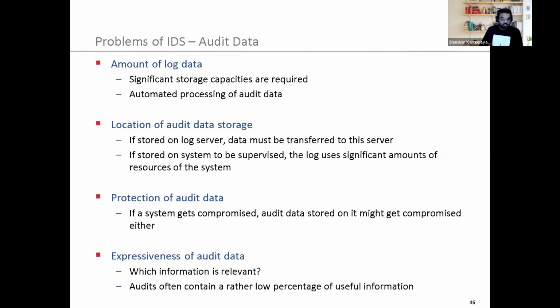And expressiveness of audit data. We need to know which information is relevant, and audits often contain a rather low percentage of useful information. So pretty much we'll have a lot of information, but what is useful is rather low.